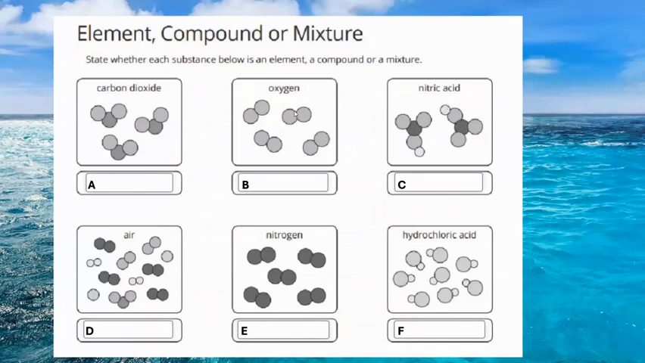So let's look at 8. Element, compound, or mixture? Y'all tell me. We should be quick with this one. Compound. It is definitely a compound. If you can't see it, let me show y'all.